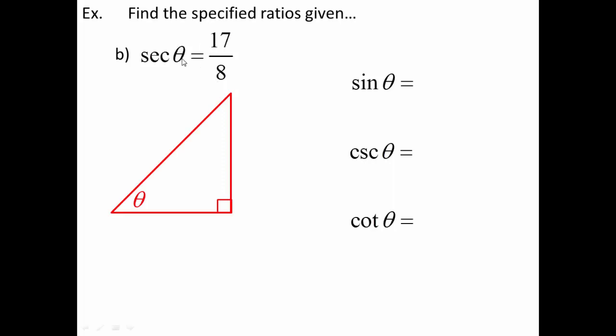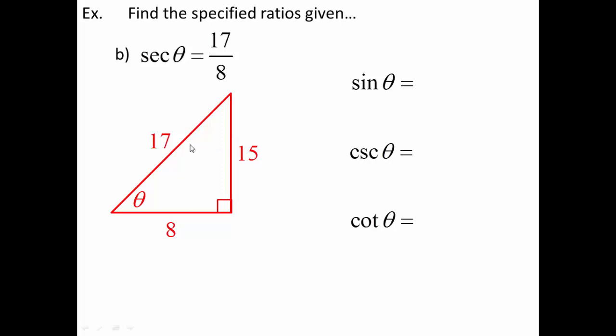Secant, hopefully you have memorized, is hypotenuse over adjacent. So the hypotenuse would be 17, the adjacent side would be 8. Let's figure out the third side using the Pythagorean theorem, unless, of course, you did what I told you to do and memorized your Pythagorean triples. 8 and 17 are 2/3 of the Pythagorean triple 8, 15, 17. So as soon as I see 8 and 17, where 17 is the hypotenuse, I know the missing side is 15, and we can jump into the problem.